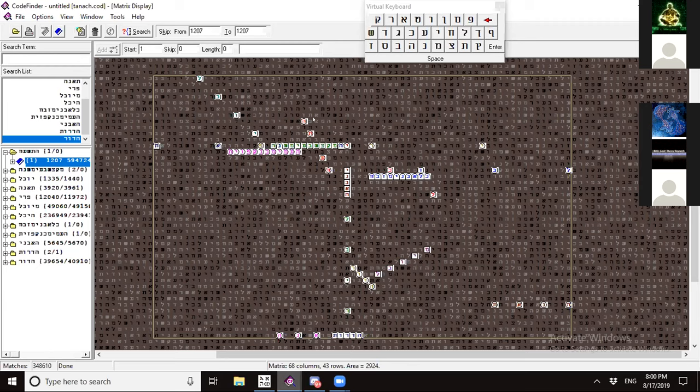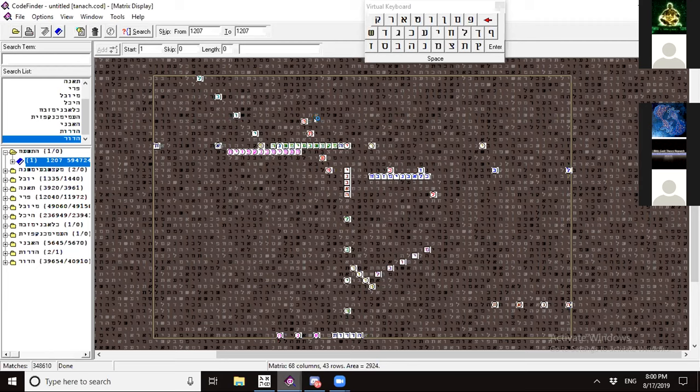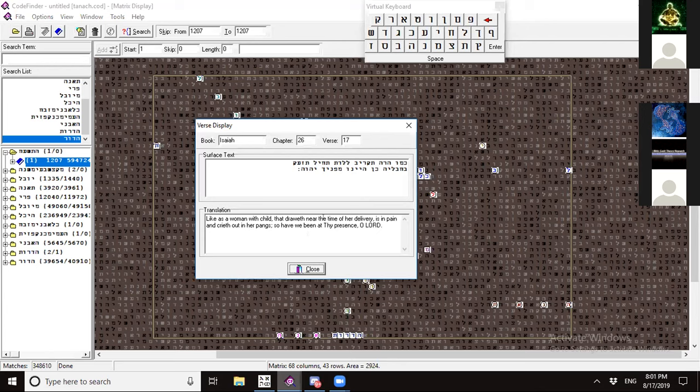Right here at the hay in the axis of the year, you have go set a watchman, let him declare what he sees, saith Yahuwah, said unto me. And watchman shares the hay in the year there. So to me, that's indicative of us as watchmen sounding the alarm, essentially. So yeah, that's it so far on this. And to have Yobel here in this, like as a woman with child that draweth near the time of her delivery.